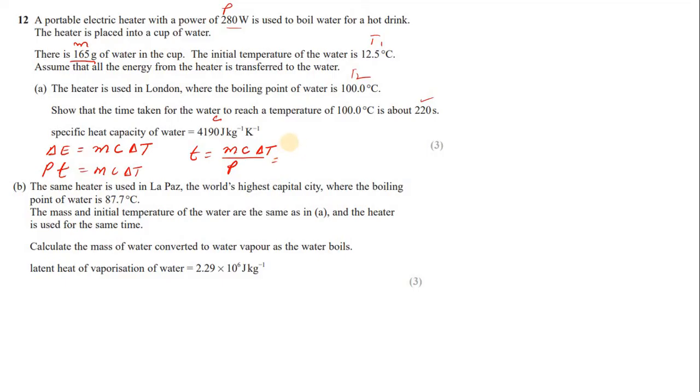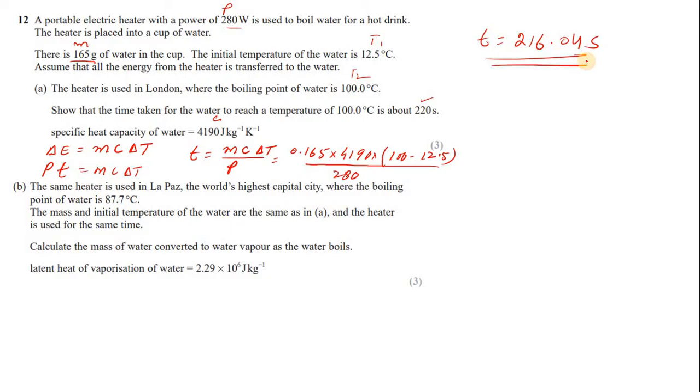That means mass is 165 grams. You need to convert into kilograms: 0.165, times the specific heat, 4190, times delta T. Because we are finding delta T, you don't need to convert into Kelvin, so 100 minus 12.5, divided by power 280. The time t would be equal to 216.04 seconds. That's how you can find the time.